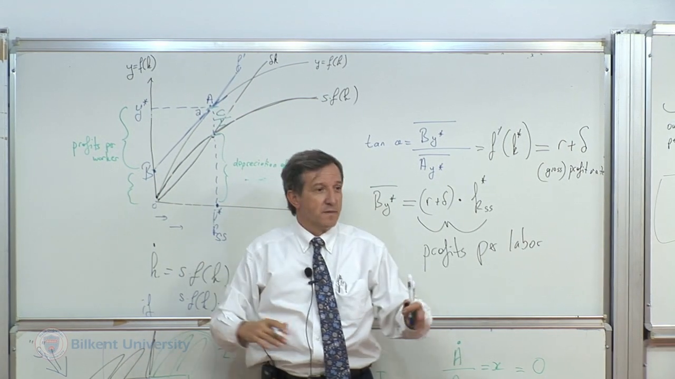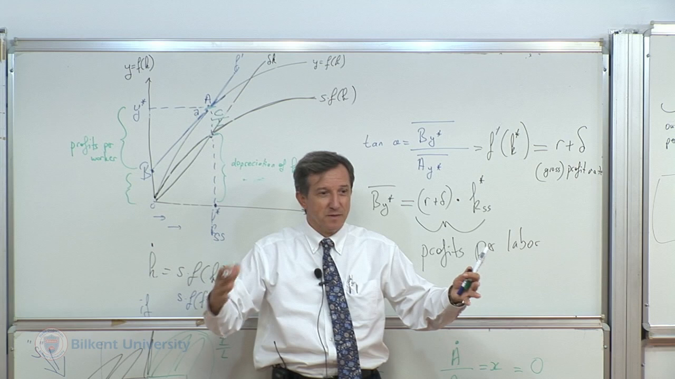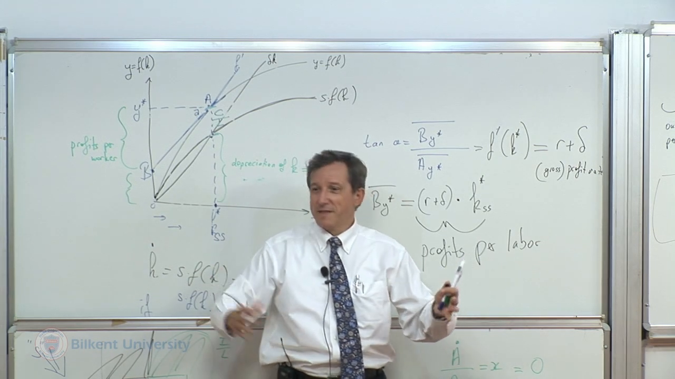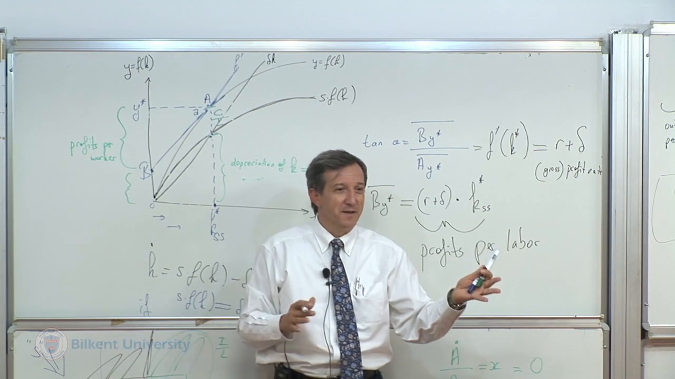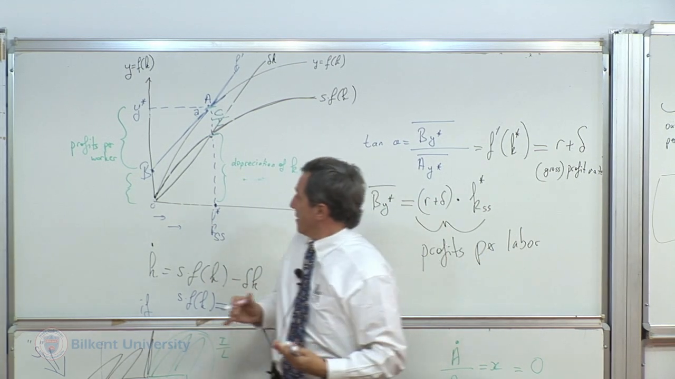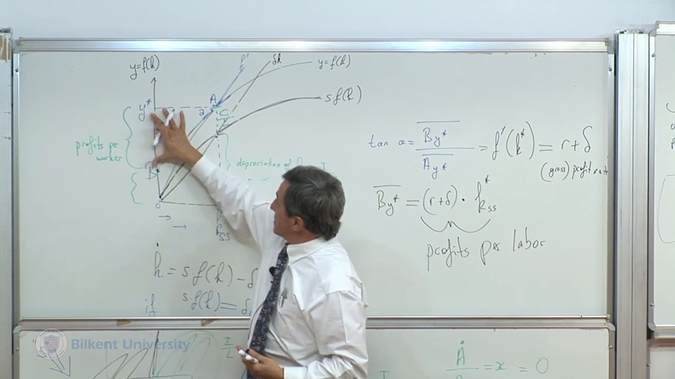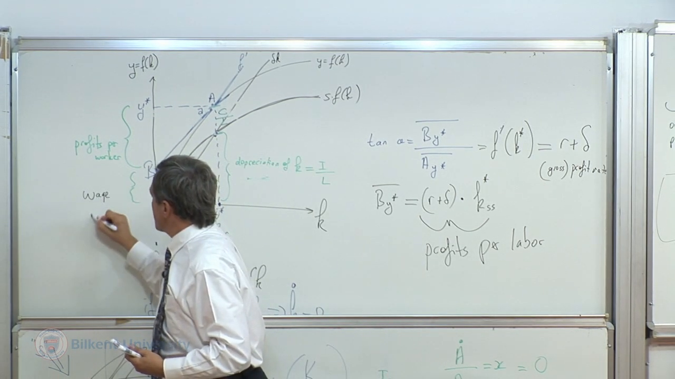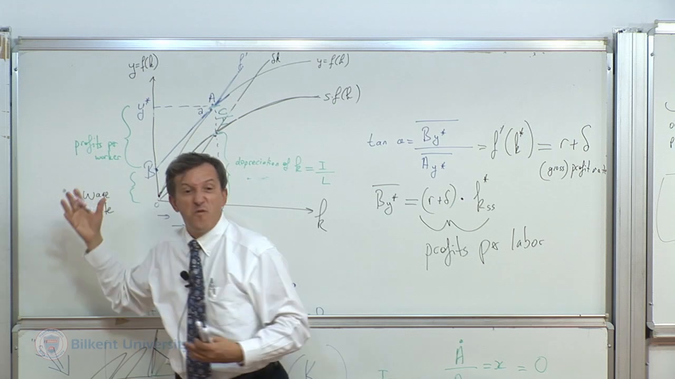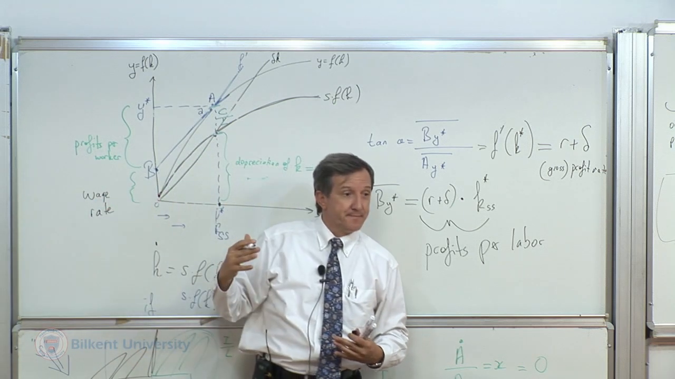Economics is a simple game, like football. But it's hard to play economics simply, that's the root of the matter. It's a very simple notation. If this part is profits and this part is the wage rate, or wages per labor.